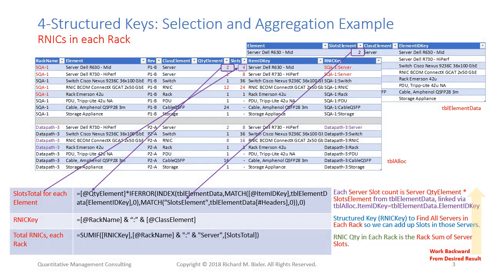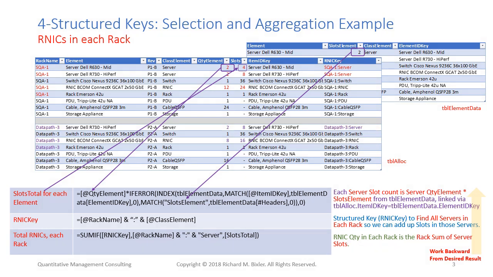We often wrap lookup functions. The index match looks up slots element from table element data. It indexes into table element data. The first match uses the item ID key from table alloc to find a match in the element ID key field in table element data. If there's a match, it returns its row number within the table element data. If no match, it returns an NA error.